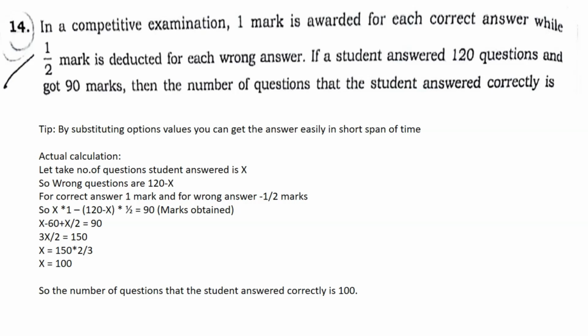an answer very easily. So coming to the actual calculation, let's take the number of questions the student answered correctly as x. So wrong answers are 120 minus x. For a correct answer 1 mark, and for a wrong answer minus 1 by 2 marks. So total marks are x into 1 minus (120 minus x) into half, equal to the total marks he obtained, 90. By solving that equation, you get x equal to 100. So the number of questions that the student answered correctly is 100.